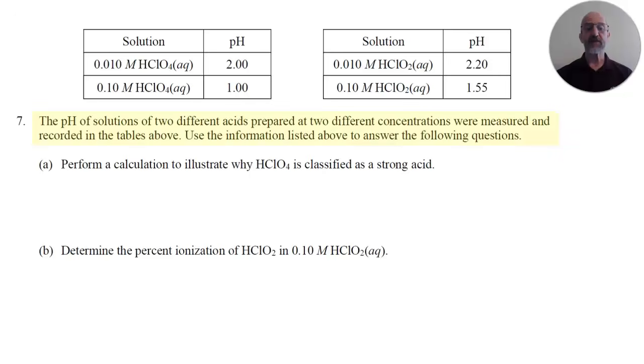It says that the pH of solutions of 2 different acids prepared at 2 different concentrations were measured and recorded in the tables above. Use the information listed above to answer the following questions. Part A, perform a calculation to illustrate why HClO4, which is perchloric acid, is classified as a strong acid.